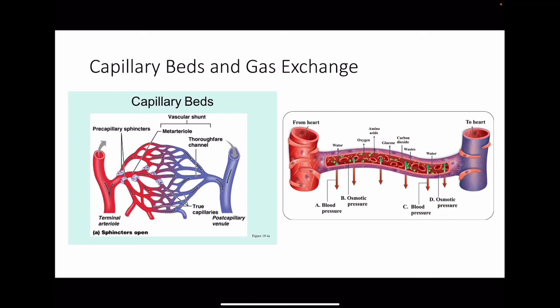So we talk a lot about oxygen and carbon dioxide because that's important for respiration, but we also learned that the digestive system breaks down substances like protein and carbohydrates into its subunits like amino acids and glucose. So these are also carried across these capillary beds. So it's gas exchange and also nutrient exchange and waste exchange.